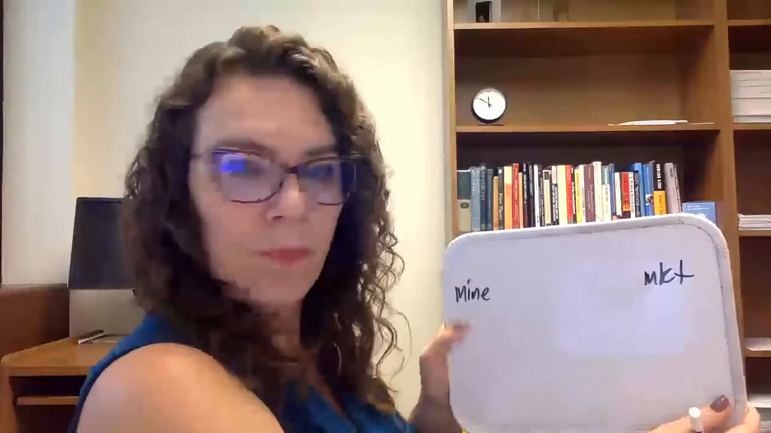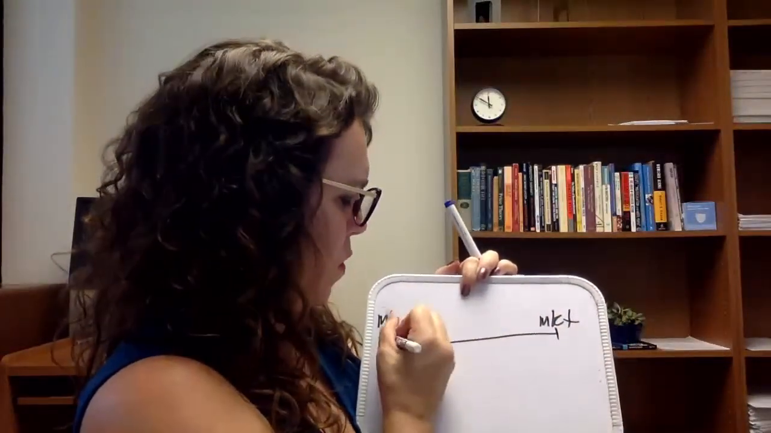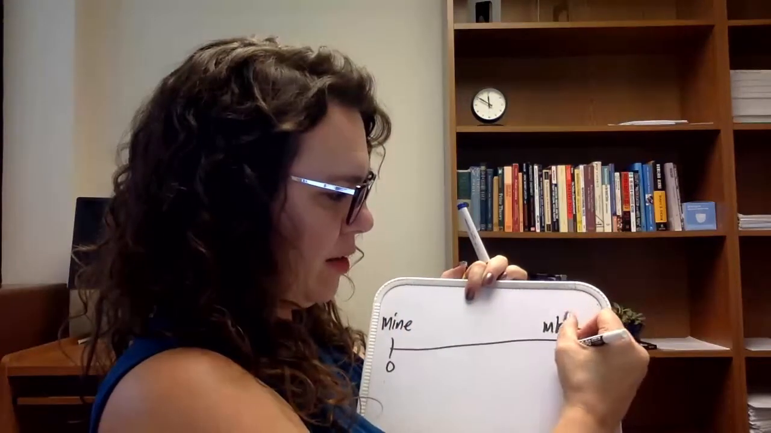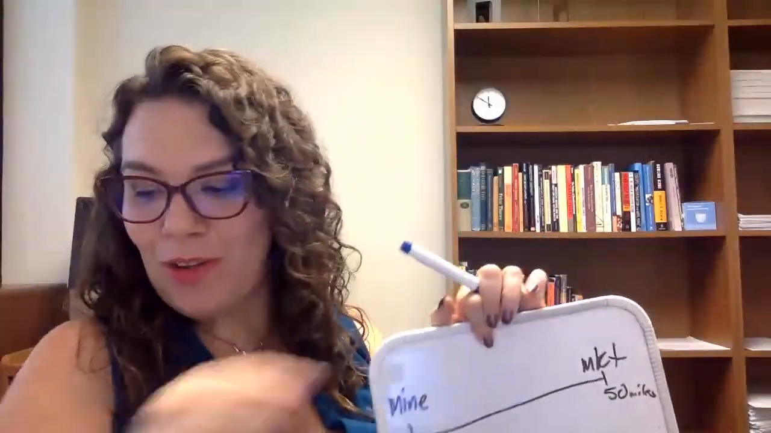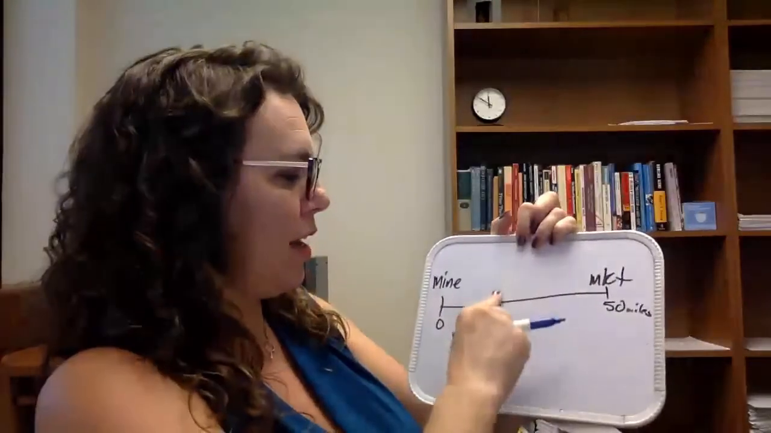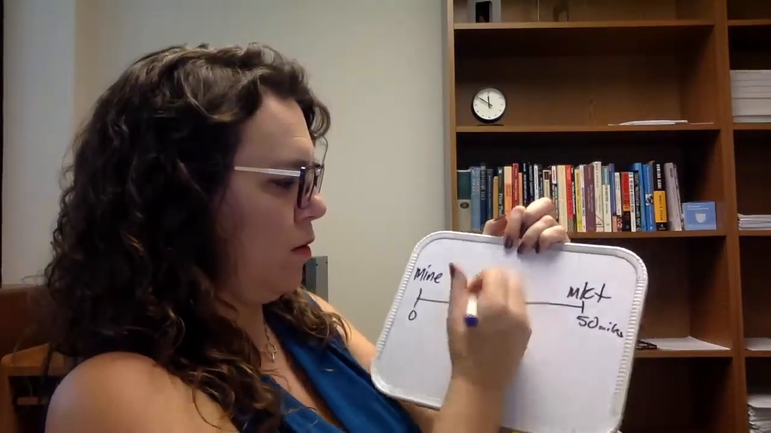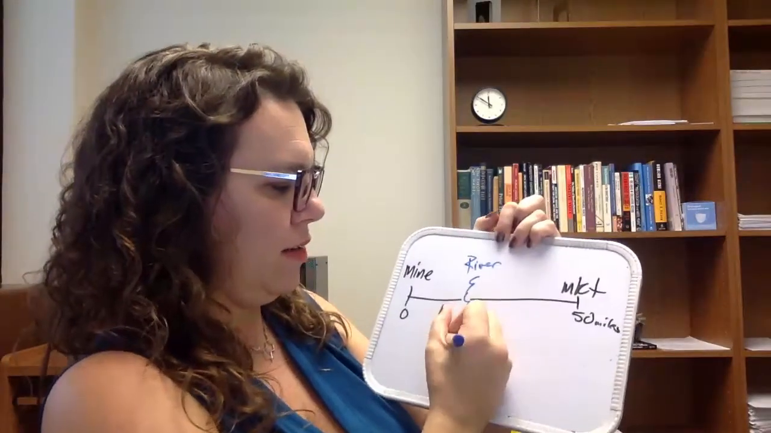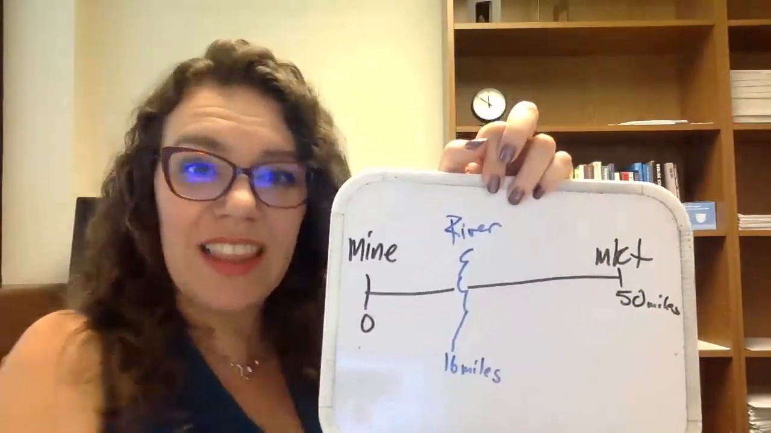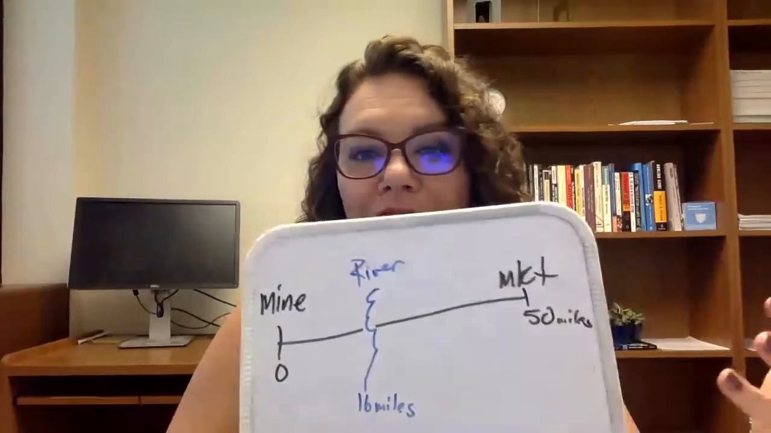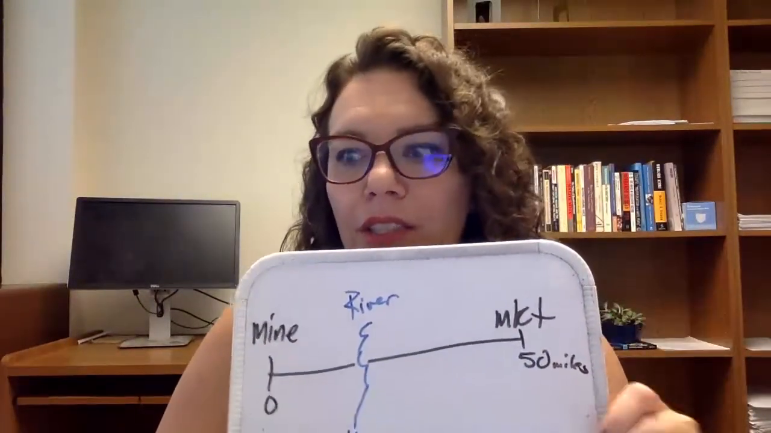that we have some point here, right? So we've got the mine and the market, right? And in between those two is, let's say, 0 to 50 miles. You can see I've got my blue pen, so I'm already ready to draw the river. The river is 16 miles from the mine. So I'm going to put the river here. And this is at mile 16. And so I think it's useful, to me at least, to see things graphically to help visualize them as we go into mathematizing them.